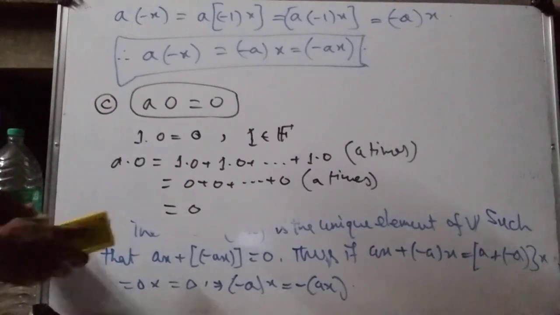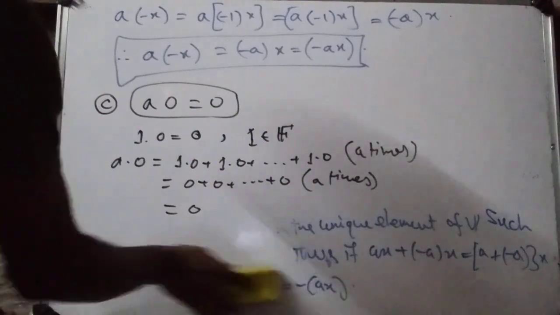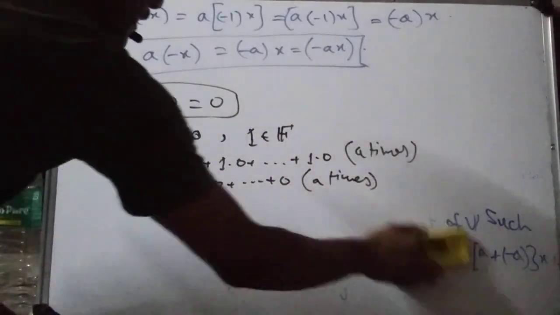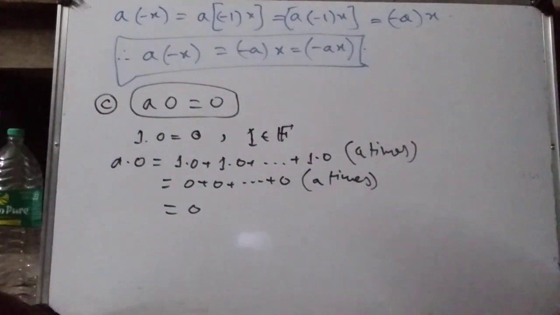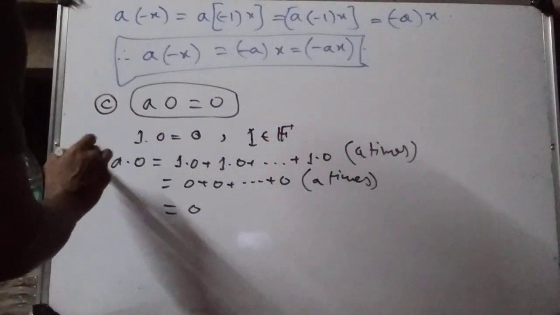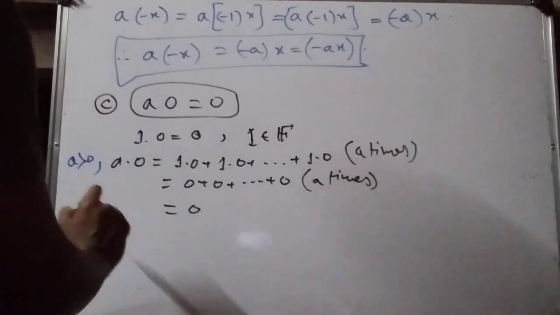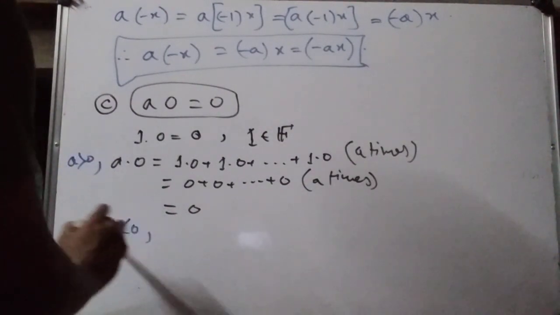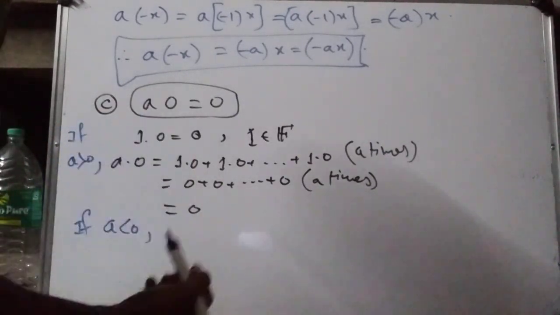We clearly discussed this one. If a is greater than 0, then this one happens. If a is less than 0, then what? Then what is needed is here. If a is less than 0, if here we write a greater than 0, then this one is possible. If a is less than 0, then what happens?